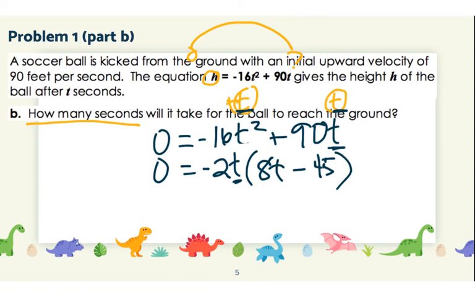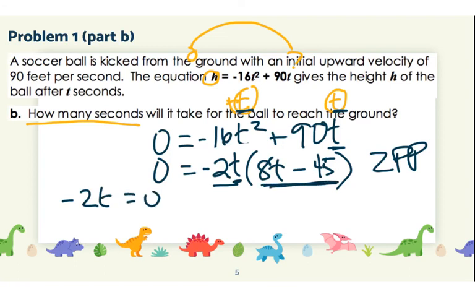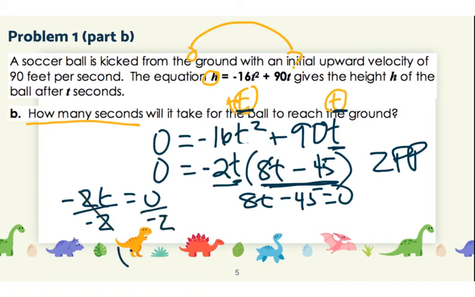Okay. So now zero product property. That means that each factor I can set equal to 0. So I've got negative 2t equals 0, and 8t minus 45 equals 0. Here I divide by negative 2, and that gives me t equals 0, which I already have right there. And that's actually where it starts. So it's not where it lands, that's where it's being kicked. So here, 45.